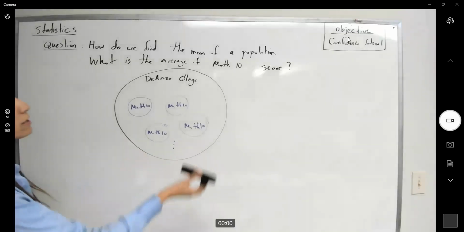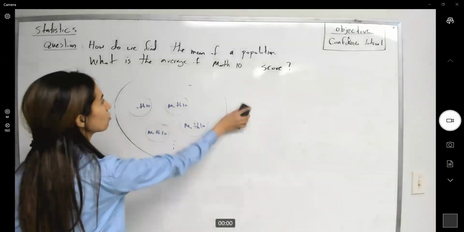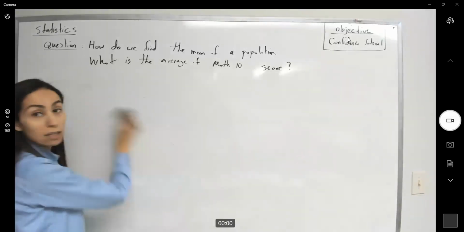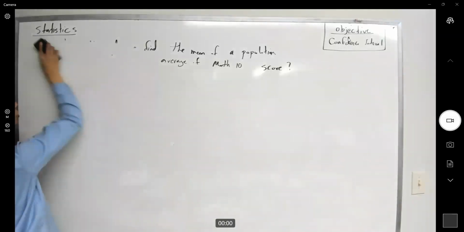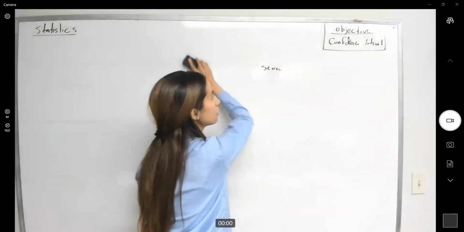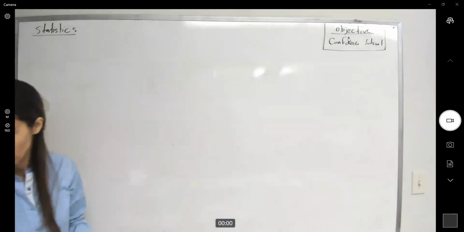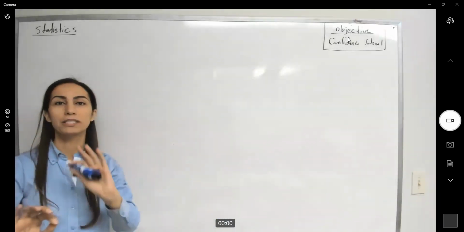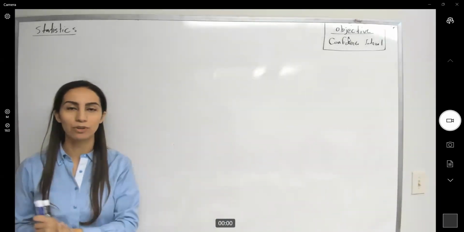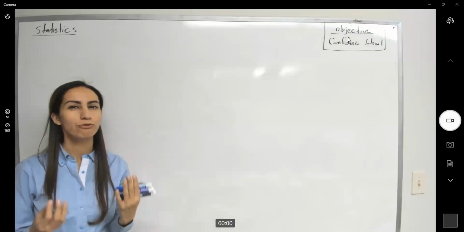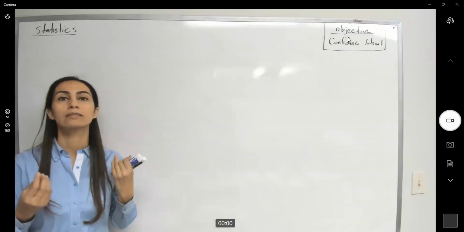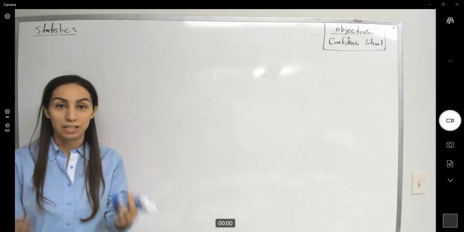Suppose you want to know what is the average math 10 score in a university, in a college. What are we going to do? We're going to take one sample and find the mean of that sample, and then we're going to form something that we call the confidence interval.